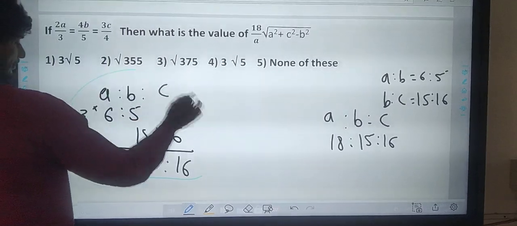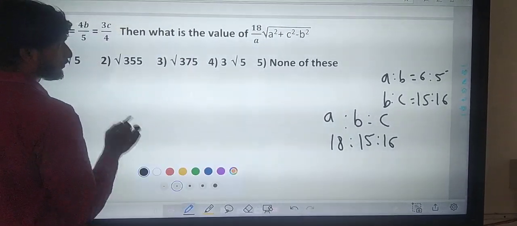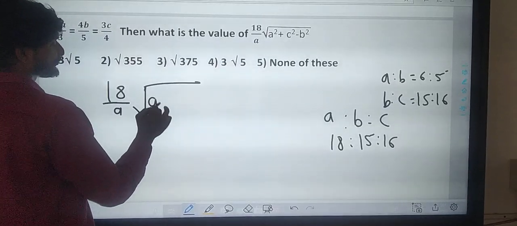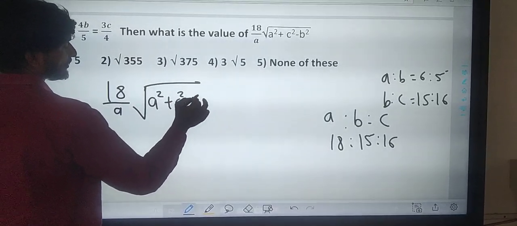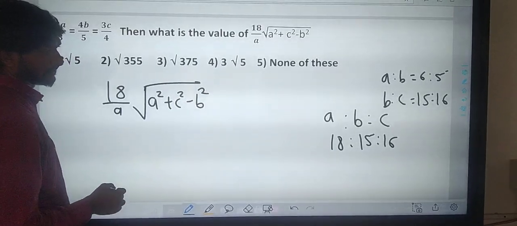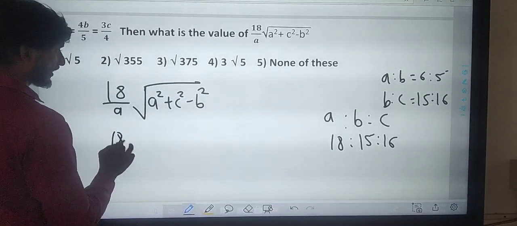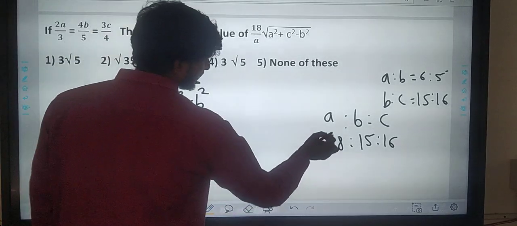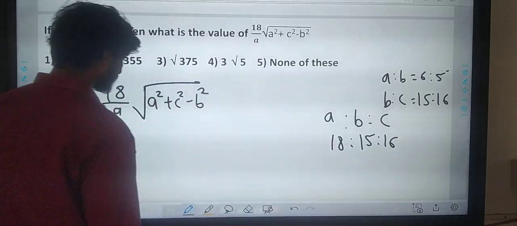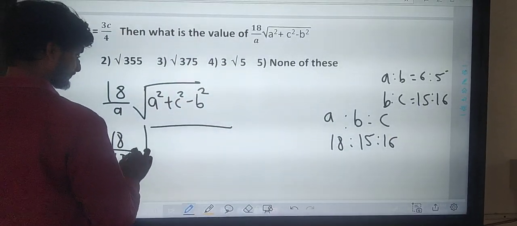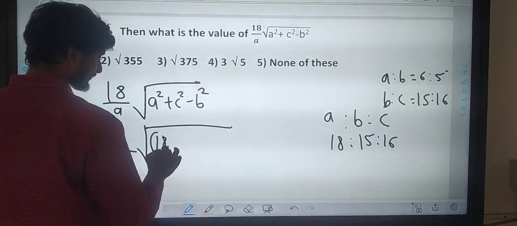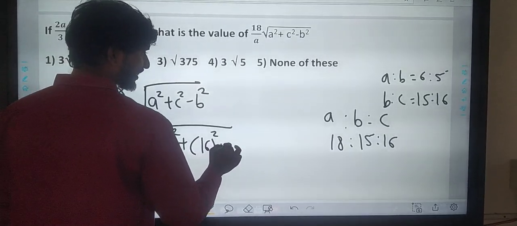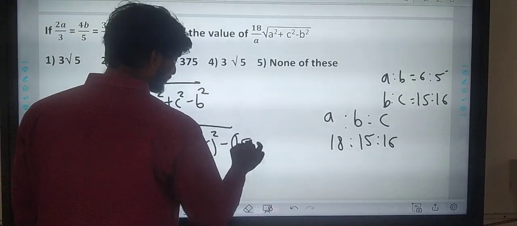Then we find the value of 18 upon a in a bracket a square plus c square minus b square. Now here we write 18 upon a. Value of a is 18. We take the value of a directly, 18, b 15 and c 16. a square, that is 18 square, plus c square 16 square, minus b square 15 square.